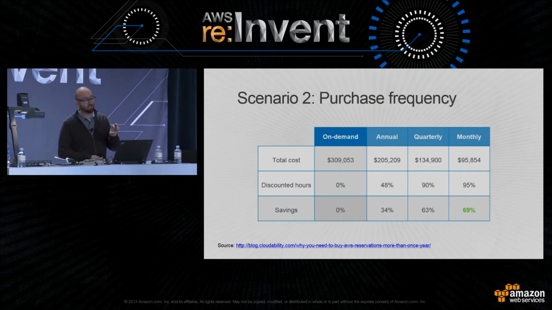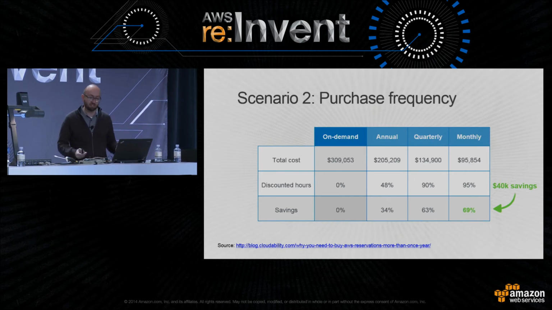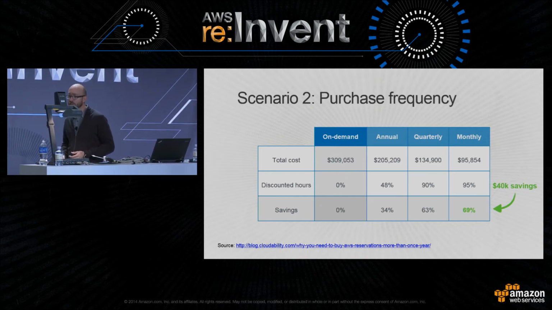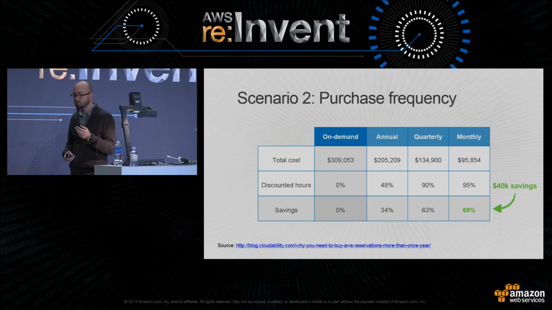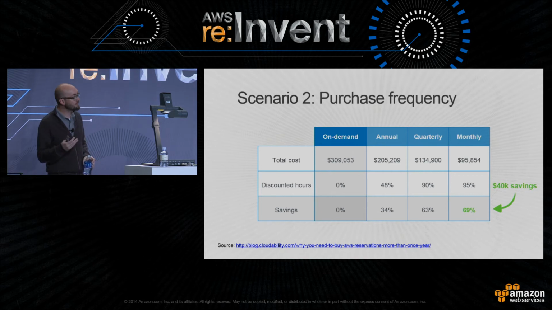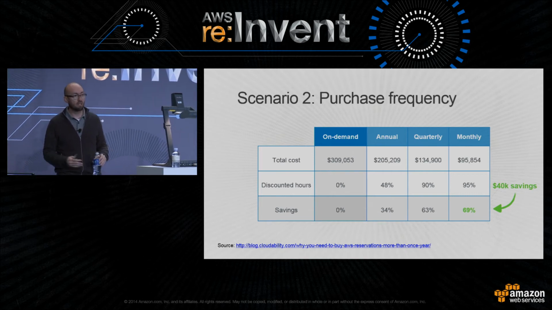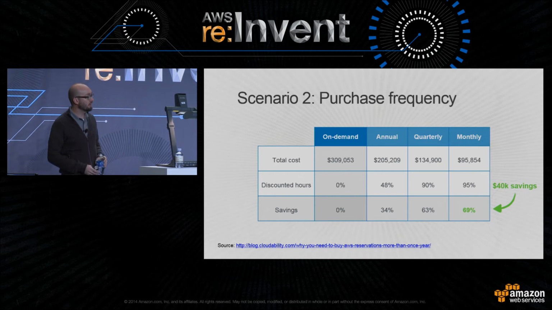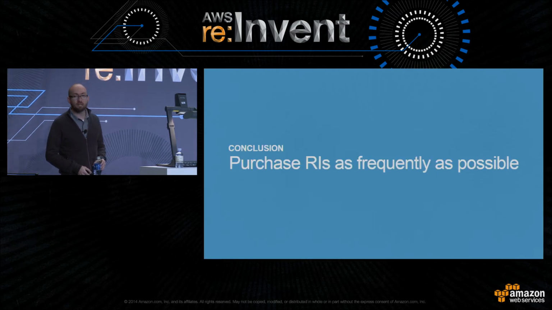So the faster you can purchase reservations, the better off you are from a savings standpoint. In fact, if you look at quarterly versus monthly, you may think, well, 63 versus 69% isn't that big of a deal. But even in this scenario, for a handful of instances over a 2-year period, it represents $40,000 in savings. So obviously, if you extrapolate this out across hundreds or thousands of instances, which is what a lot of you are running, I'm sure, you can see how large these savings can really become. So purchase RIs as frequently as possible. Buy early, buy often.